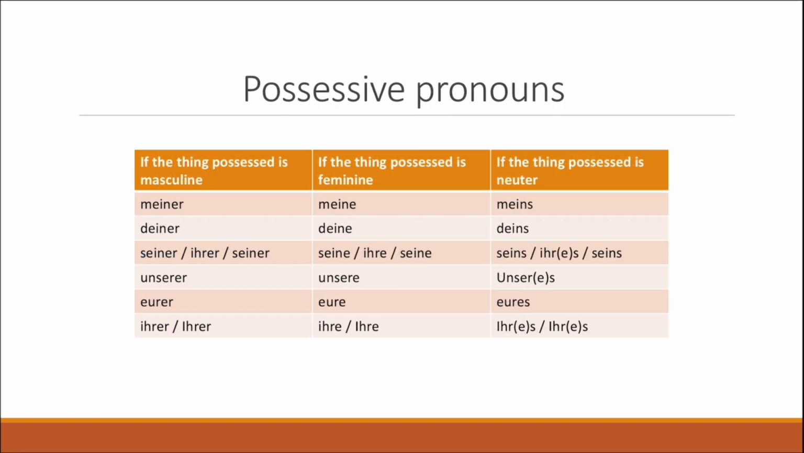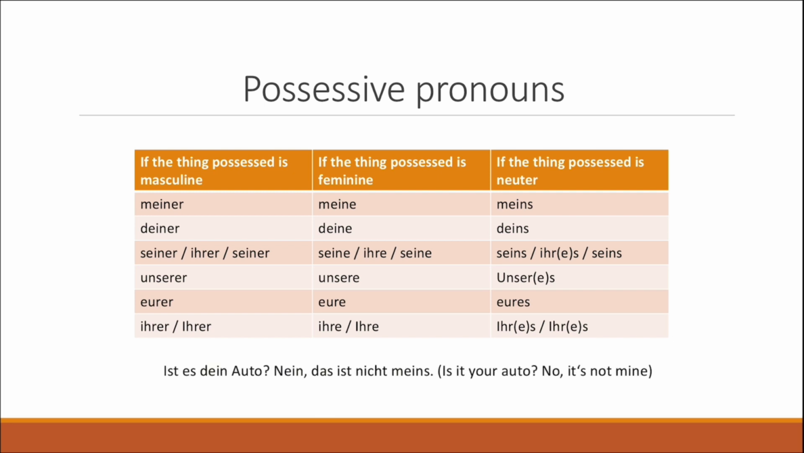Following on, we're going to talk about possessive pronouns. And here I'm going to show you directly the table in dependency of the gender. So you can see on the left side of the table, if the thing possessed is masculine, then we're going to have meiner, deiner, seiner, ihrer, seiner, unserer, eurer, ihrer. If the thing possessed is feminine, then we're going to see that there is no difference between possessive adjectives and possessive pronouns, as we still have meine, deine, seine, unsere, eure, ihre. If the thing possessed is neuter, however, we're going to have a very small difference. Meins, deins, seins, unseres, eures, ihrs.